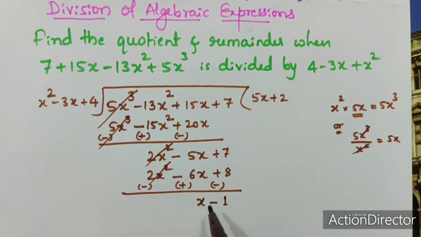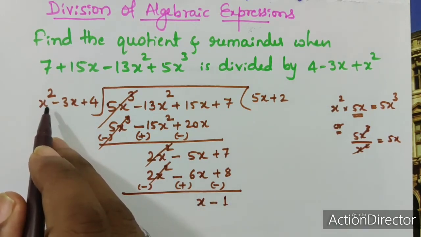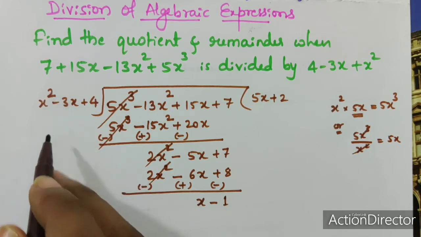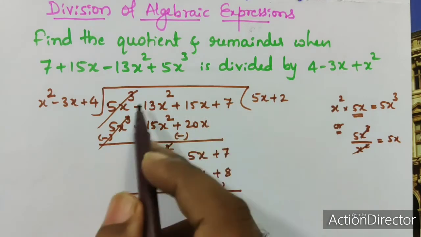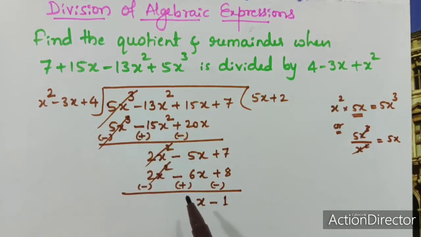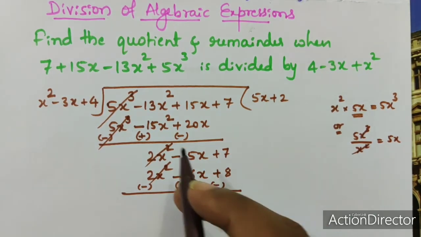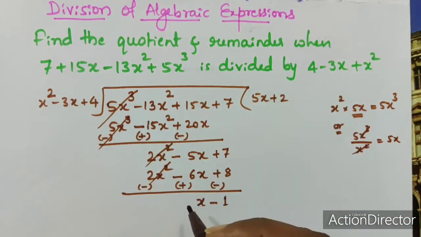So now don't think of continuing the division, because the degree of the remainder is 1 and the divisor's degree is 2. So always remember, your divisor's degree should be lesser than the dividend's degree, then only the division can be continued. Now the remainder is smaller than the divisor, so the division has to be stopped here itself. Okay, so that's what is division of one polynomial by another polynomial.